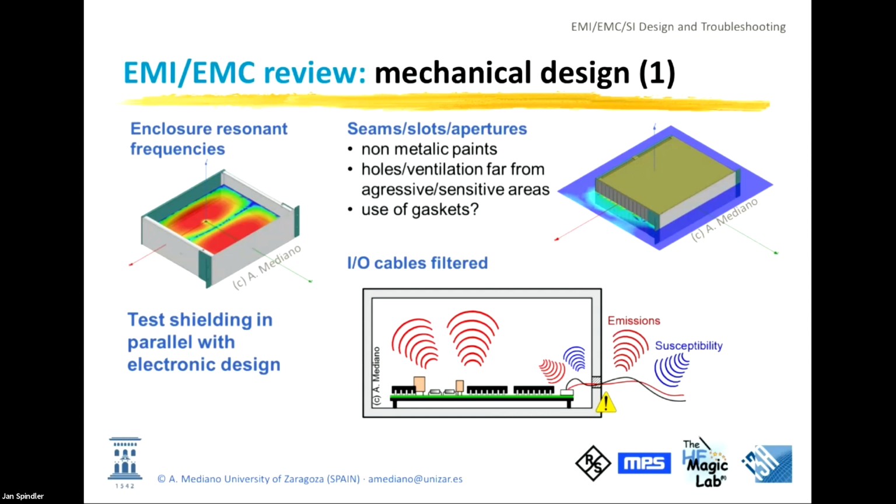You can test this before you have the prototype. You apply simulation. For example, we are using HFSS from ANSYS, but you have CST, you have EMPro from Keysight. You have a lot of different software in the market. But the idea is that with this simulation, you can understand at what frequencies your product is sensitive.